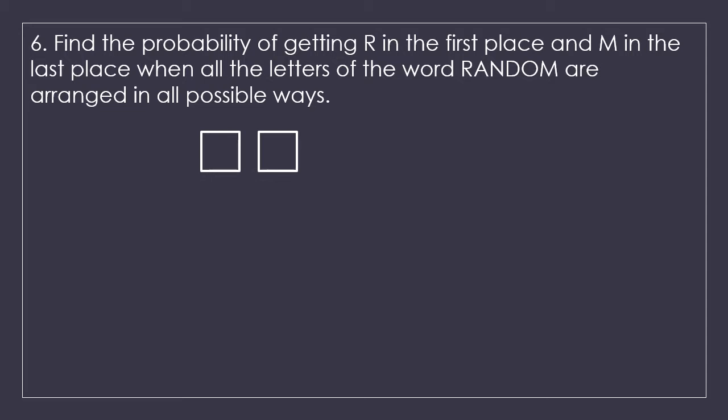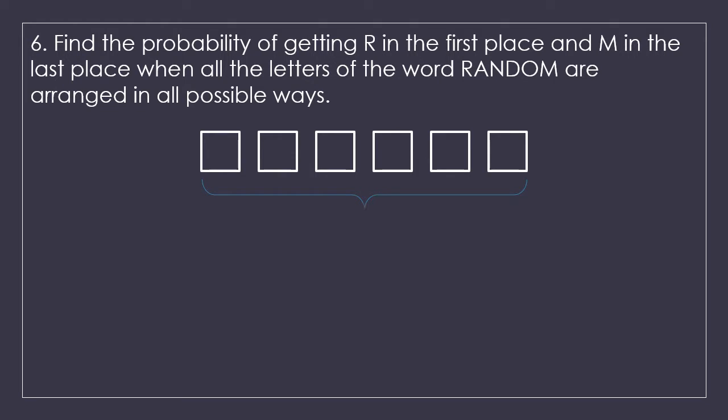Okay, let's see. These are the places, the boxes where I'm going to put the word RANDOM. You can see 6 boxes here. That means 6 places are there. So 6 characters are to be arranged at 6 places. Whenever we are talking about arrangement, we call it permutation. So 6 characters, 6 places, that means 6P6. That is our total outcomes.